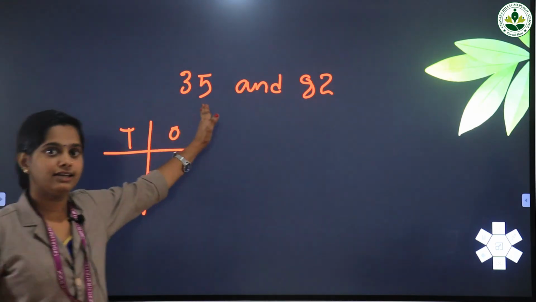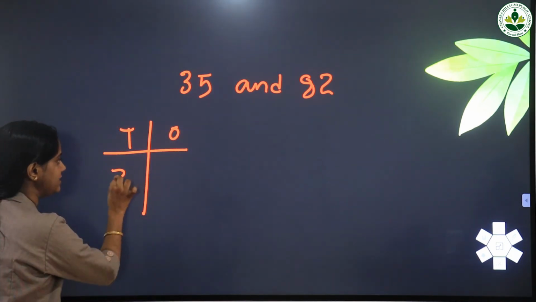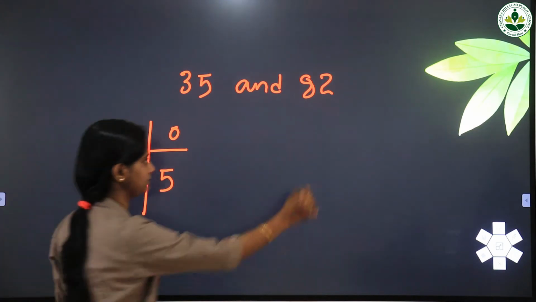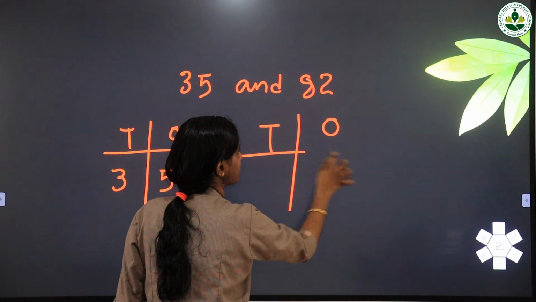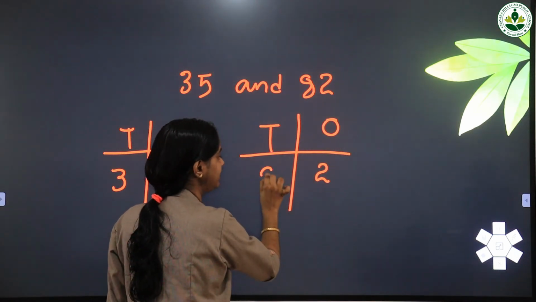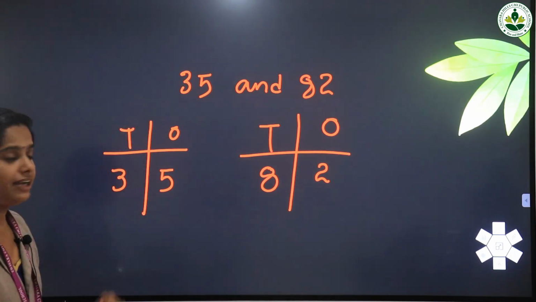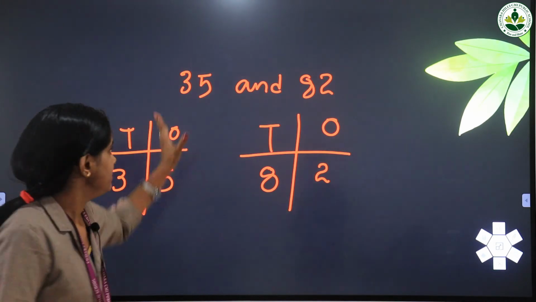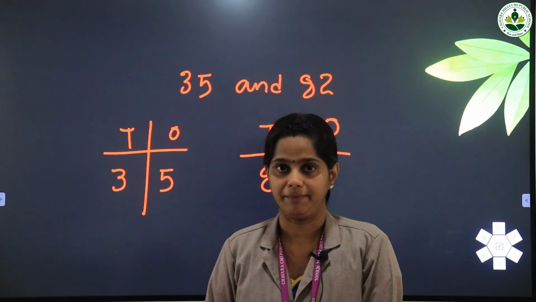How many tens in the number 35? There are 3 tens and 5 ones. Ones, tens. How many ones? The number 82 has 2 ones and 8 tens. From this, we can see that the numbers 35 and 82 each have 2 digits. So, we move to another method.